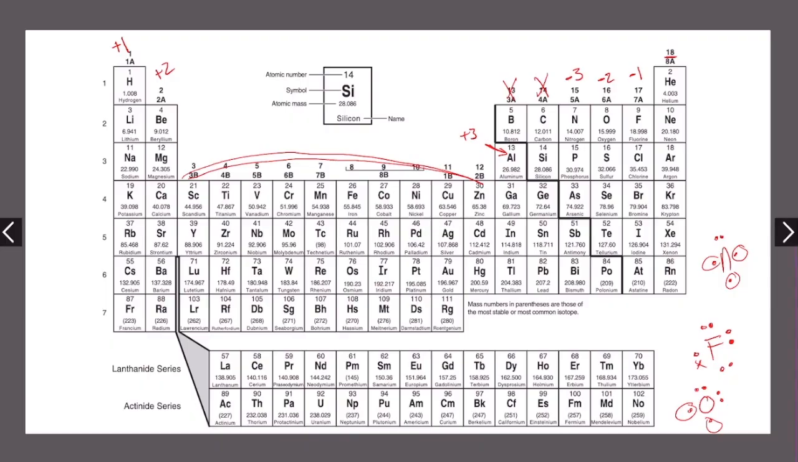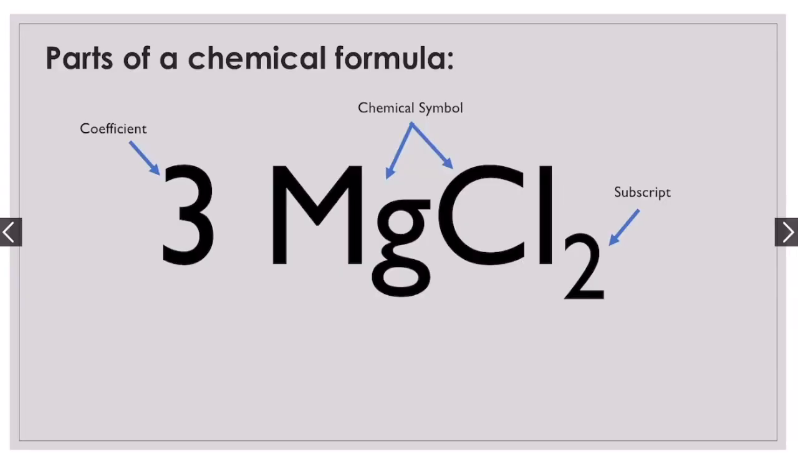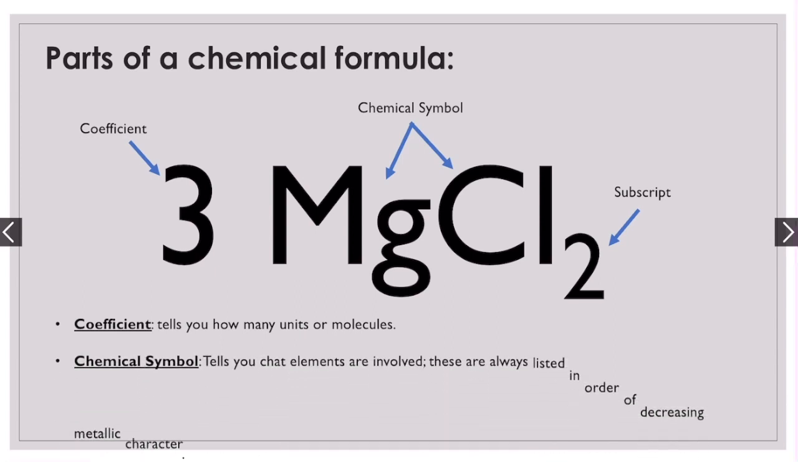All right. So let's go ahead and talk about the parts of a chemical formula now. So we've got first the coefficient, and this tells you how many units or molecules you have. So how many of these groups of atoms you have. The chemical symbol tells you what elements are involved, and these are always going to be listed in order of decreasing metallic character. So the most metallic element goes first, and if it's a metal, that's great. If it's a non-metal, the one that's closest to the metals is going to be written first, and then the non-metals or the least metallic elements are always going to be written second.